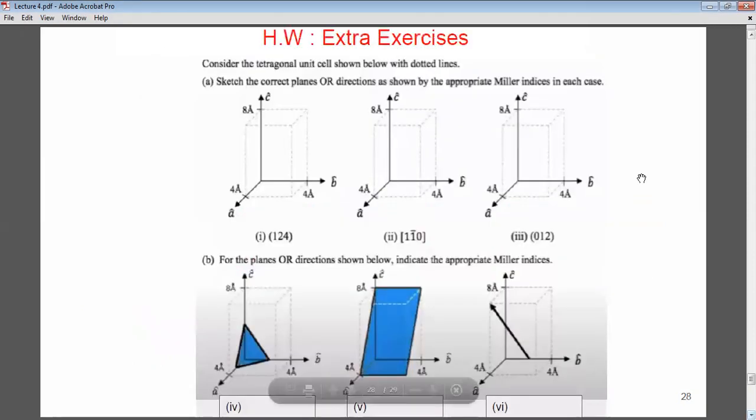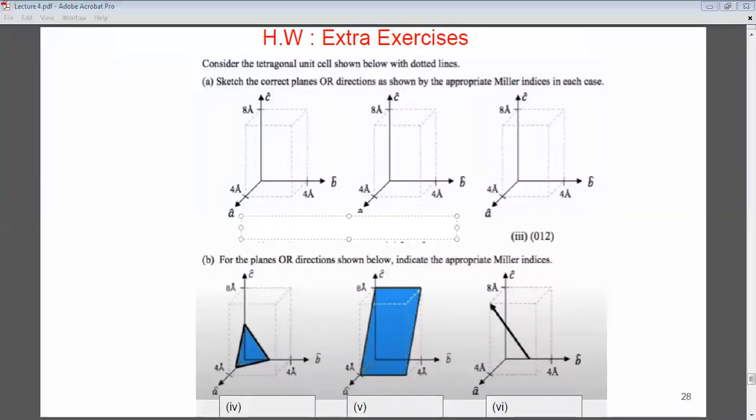Now, extra exercises. Here I'm giving you tetragonal unit cells shown below. Sketch the correct planes or directions as shown by the appropriate Miller indices in each case. So for example, in the first one, this is Miller indices, (1 2 4), because it has round brackets. So I need to sketch the plane.